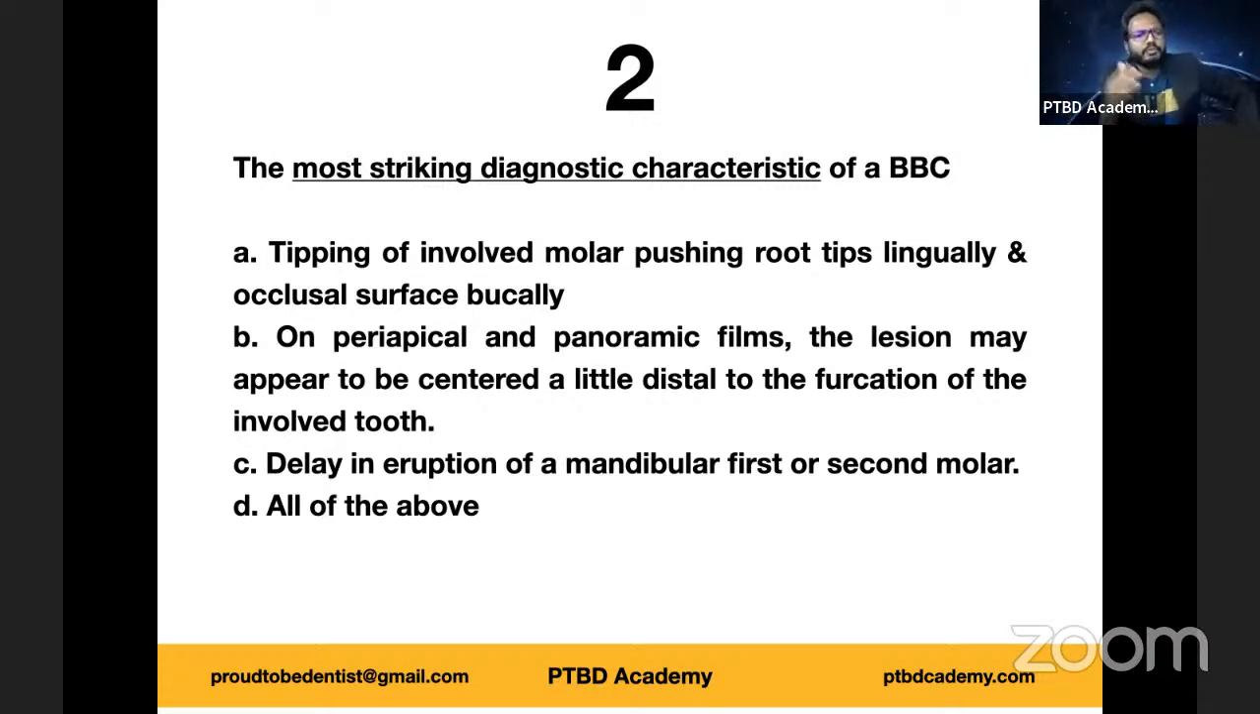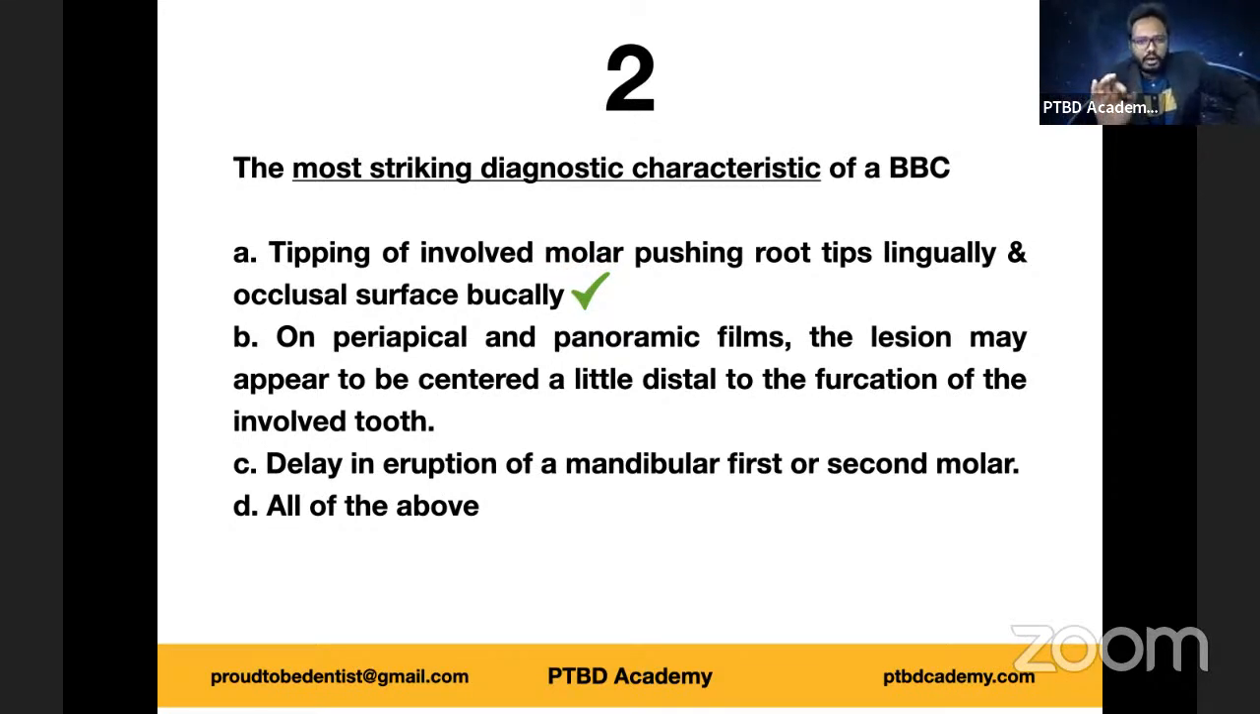We've gone through option A. Option B, on the periapical and panoramic films, the lesion may appear to be centered a little distal to the furcation of the involved tooth. Option C, delay in eruption of a mandibular first or second molar, as we have seen in this context. Or do you think it's option D, all of the above? Very good, Smriti. Crown ends at the CEJ. Yeah, the dentigerous cyst, good. So all of these options are features of buccal bifurcation cyst, all of them. However, the most striking diagnostic characteristic of a BBC, even if the majority of you find it tough to answer, you can make a note of it.